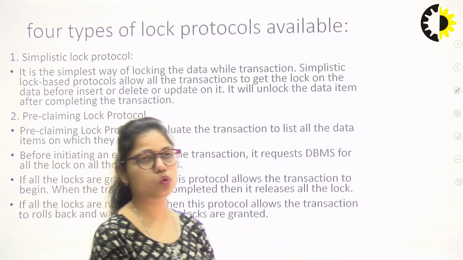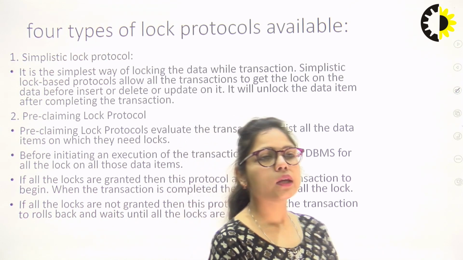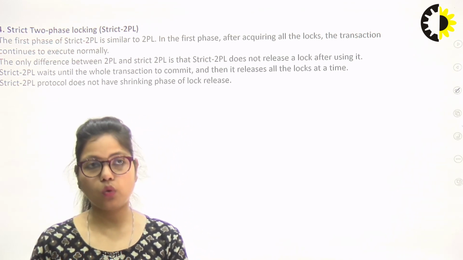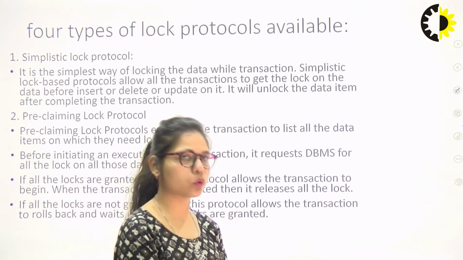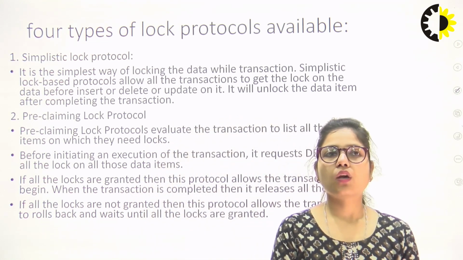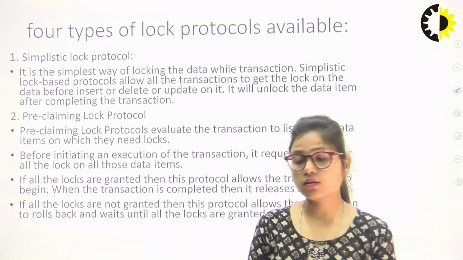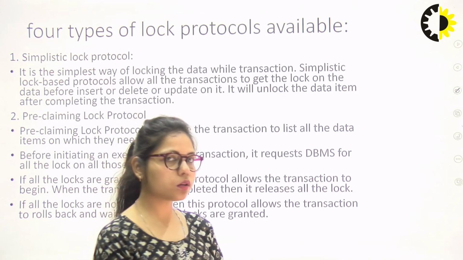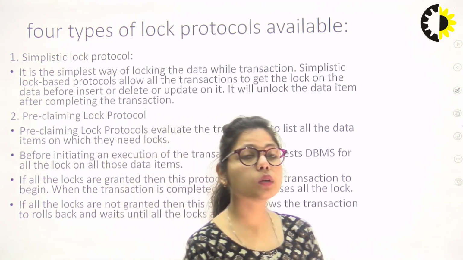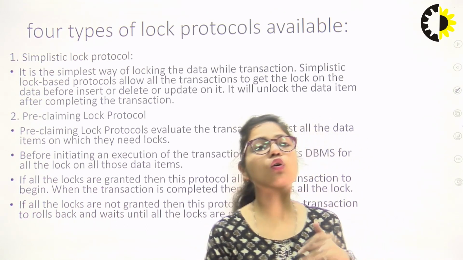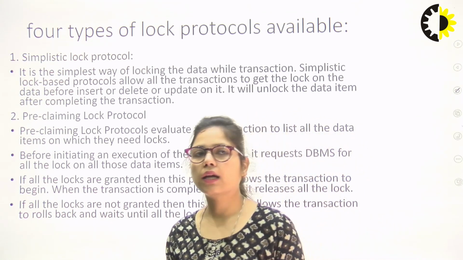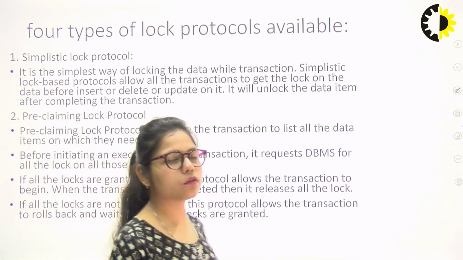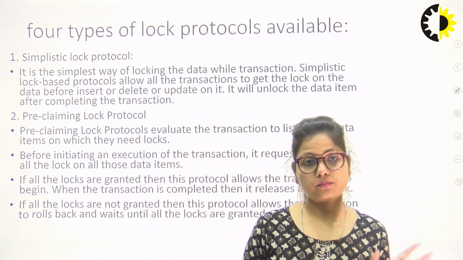Now, there are four types of lock protocols: simplistic lock protocol, pre-claiming lock protocol, two-phase locking protocol, and the fourth one is strict two-phase locking protocol. The first one is the simplistic lock protocol. It is the simplest way of locking the data during a transaction. Simplistic lock-based protocol allows all the transactions to get a lock on the data before insert, delete, or update on it. It will unlock the data item after completing the transaction. This is the simplest lock, and we generally do not use it. We generally use the third one and the fourth one.